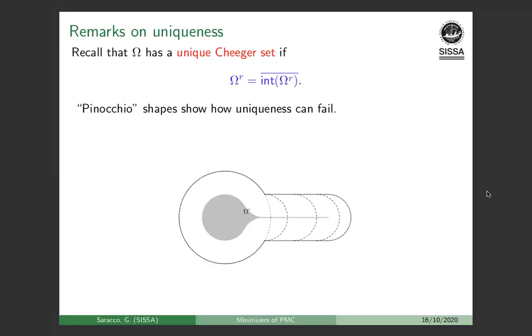Well, because in the inner parallel set at distance r, there is a submanifold of dimension 1. There is this curve, which in this case is a segment. And that's the reason why uniqueness fails. By taking the closure of the interior, you're somehow canceling out these one-dimensional submanifolds in omega r. So if omega r coincides with the closure of the interior, this behavior cannot occur. So you can rule out the existence of multiple minimizers.